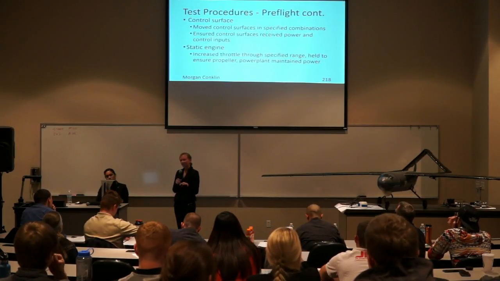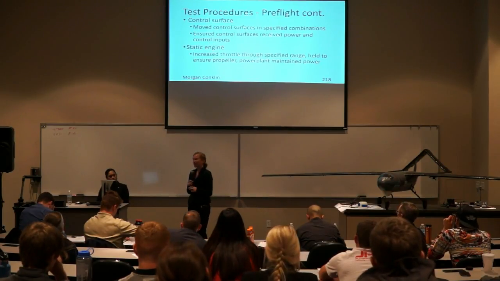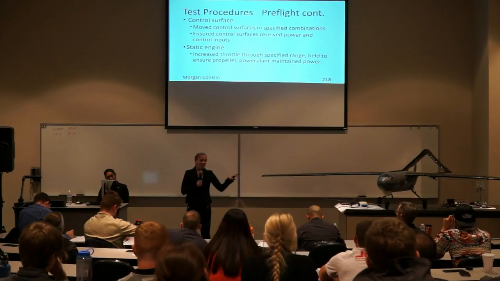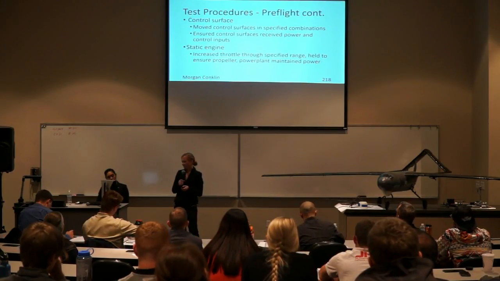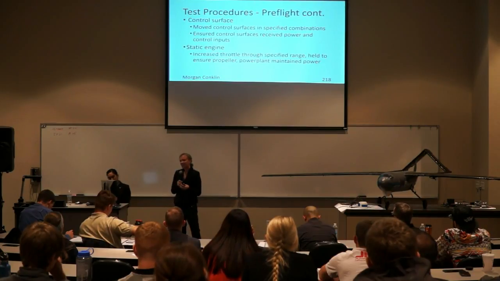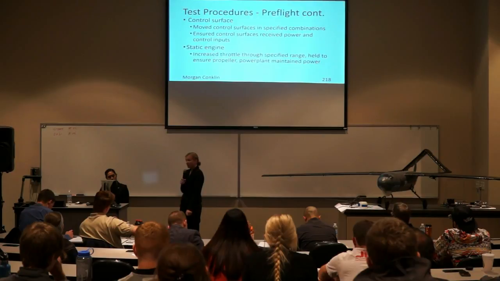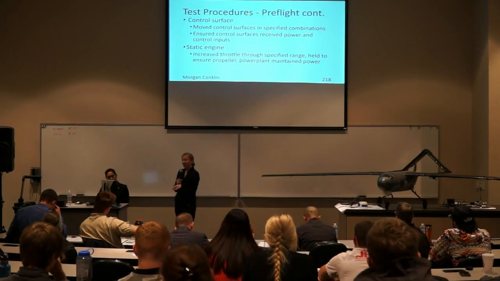And then we did the control surface check. So we moved the control surfaces in a specified range from the test plan, and we ensured that they all received power and were doing the correct control inputs. For the static engine test, we increased the throttle to 100%, so we could verify that it was receiving and maintaining power.